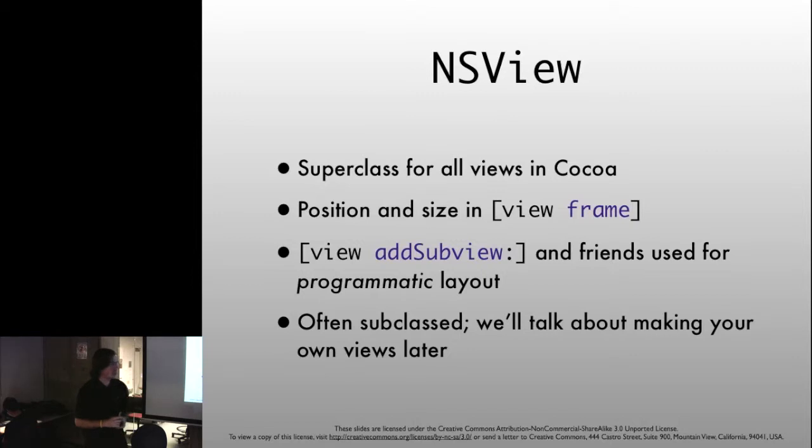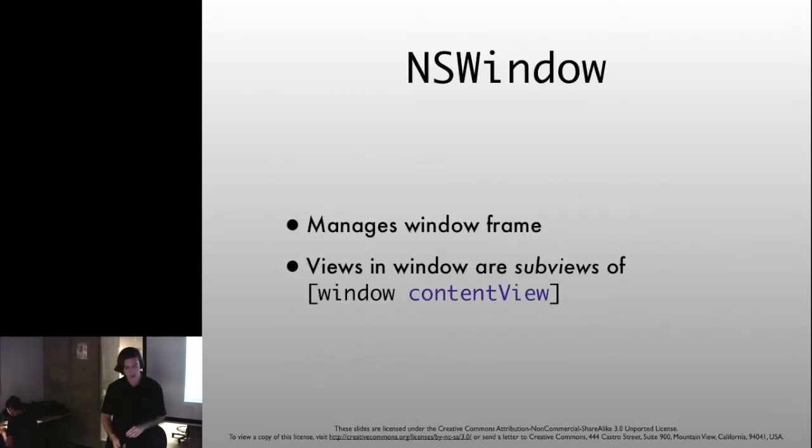Later, we'll talk about subclassing NSView. If you're making some custom views, it's common to make a subclass of NSView, and we'll talk about that later. NSWindow is basically a view that's a little bit special. It manages a single window frame of your application. It has a single view within it called the content view. If you want to put stuff in the window, you just add views to that content view, and that's the view the window maintains.